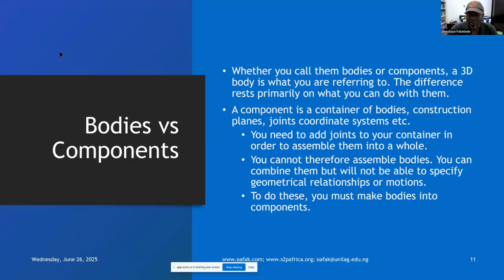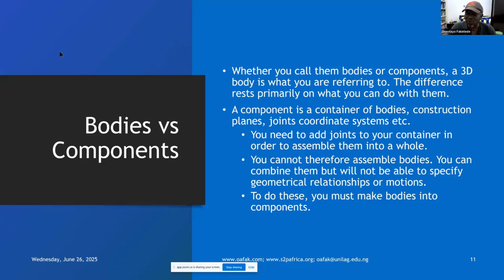Now, we have talked about bodies. What about components? Whether you call them bodies or components, a 3D body is what you are referring to. When you call it body, it means something. When you call it component, it means something else. The difference rests primarily on how they are stored and what you can do with them. A component is essentially a container of bodies. A component can contain bodies, construction planes, joints, coordinate systems, and other components. So a component is a far more complicated system.